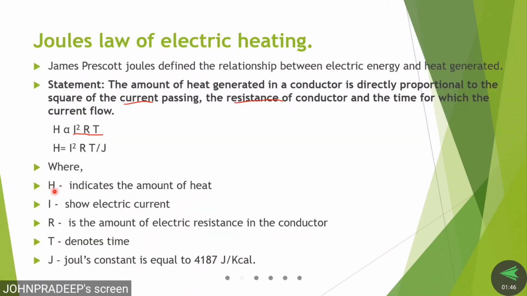Already we know H is the amount of heat produced when current passes through a conductor. I is the electrical current passing through that conductor, R is the resistance of the conductor, and T denotes the time period, how much time the current is flowing in the conductor. Last and final, J is Joule's constant. The value of Joule's constant is 4187 joules per calorie, and this is a constant value.